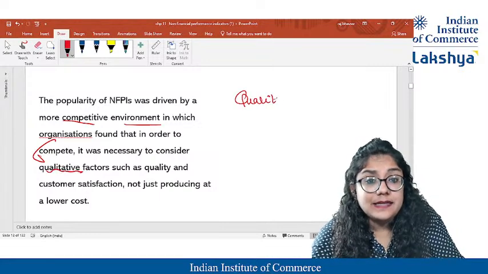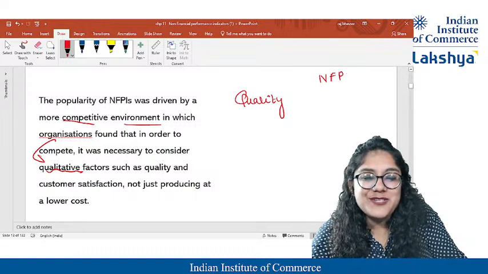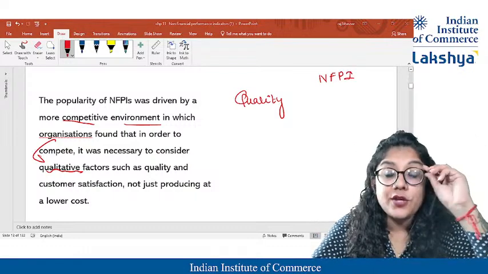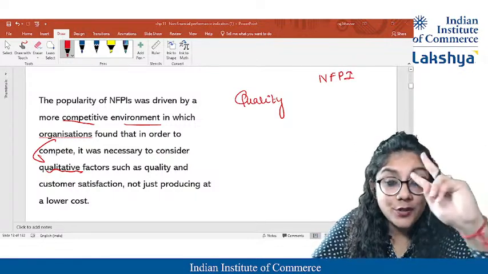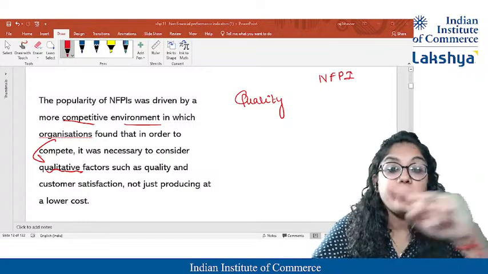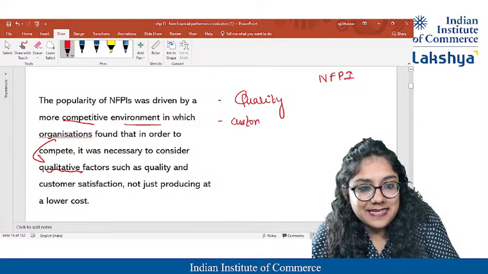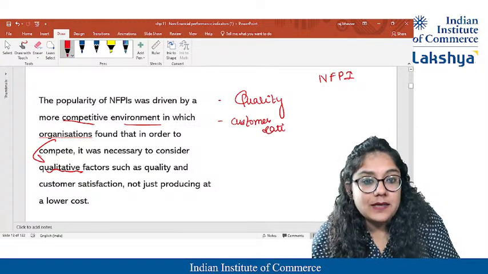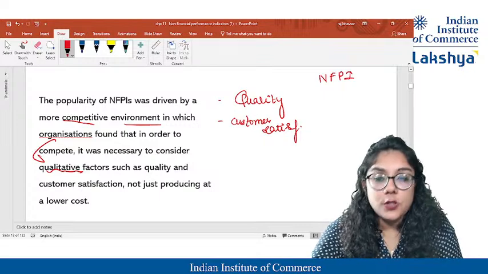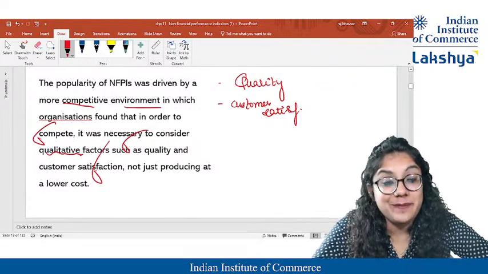Please, students, if a non-financial performance indicators question comes, you are supposed to write these two words. Otherwise, you'll not fetch the marks. That is quality and customer satisfaction for sure. Cool. So quality and customer satisfaction is very much important.